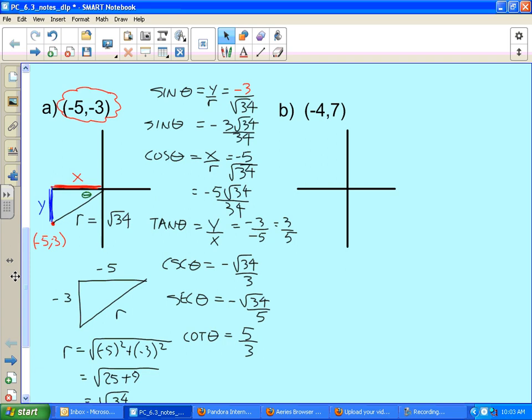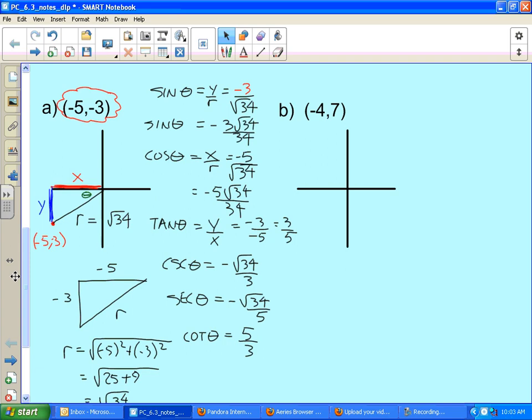And then cosecant is related to sine, so if sine was negative, so is cosecant. And cosine and secant are related, so if cosine is negative, so is secant. And tangent and cotangent are related, so if tangent is positive, so is cotangent. Pay attention to this, because it comes into play a little later.